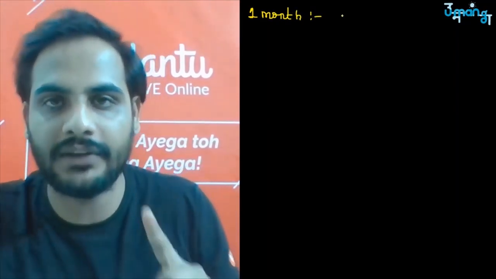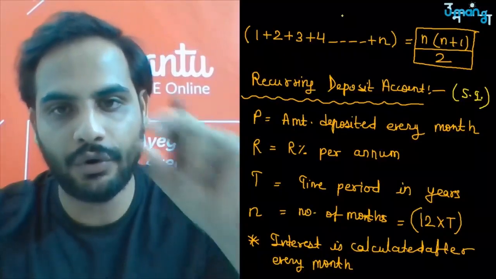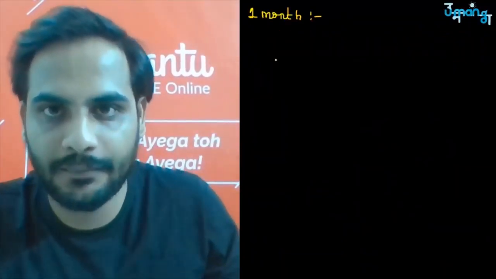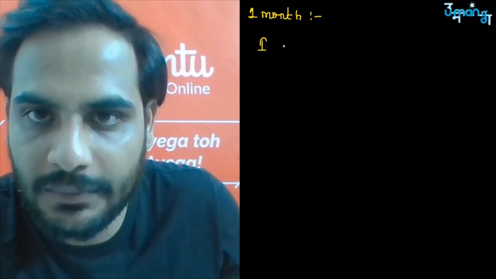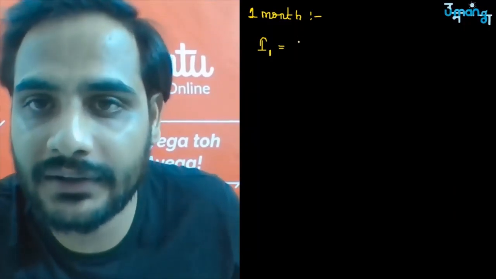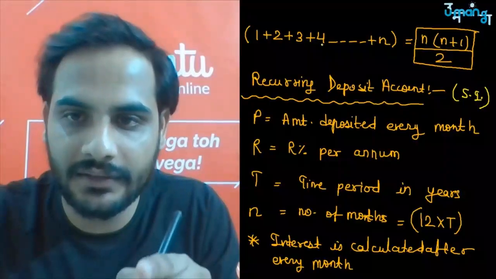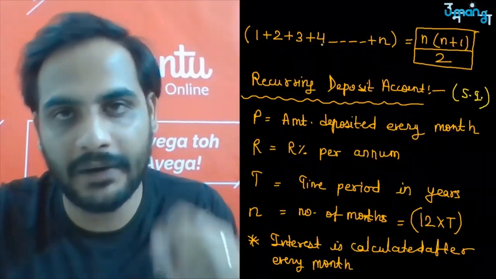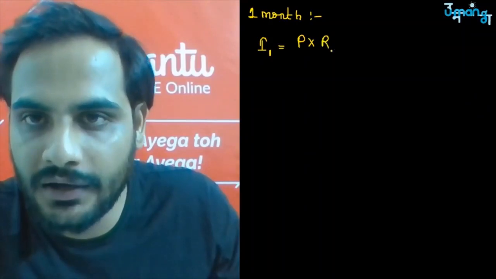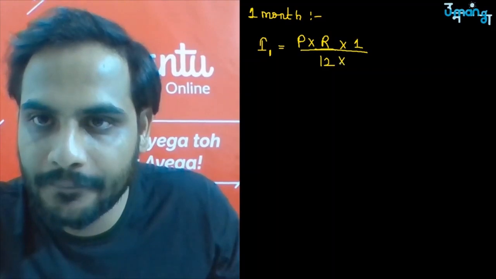So let's say after 1 month, what will happen? If I show the account for 1 month, P is the amount deposited every month. On this P you will get the interest. So let us say I1, the interest for the first month, will be equal to P into R. Now the rate percentage is given per annum, so the rate percentage per month will be R by 12. So I1 is P into R by 12 into time, which is 1 month, divided by 100.